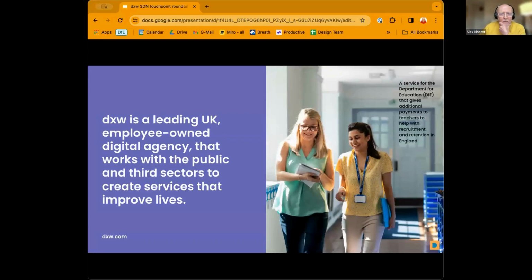So a tiny bit about DXW. We're a leading UK employee-owned digital agency working within the public and third sectors. And we deliver our projects using the Agile framework, working in phases through discovery, alpha, beta, and live. Some of you might be familiar with that, I'm sure. And these phases ensure that government funding is spent well by requiring teams to validate that services are being developed with user needs in mind, which obviously makes sense to us. And using this approach, we've implemented a large number of successful services in the UK. Do have a look at the article if you haven't already, or go to our website for a bit more on that.